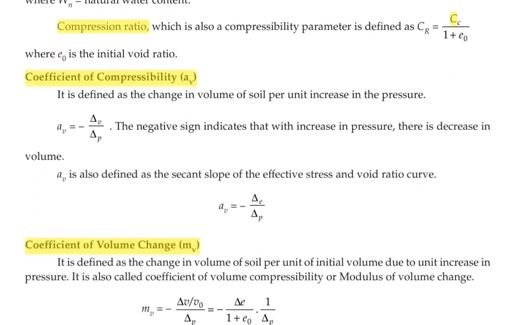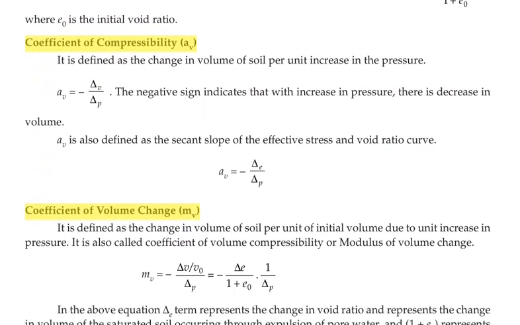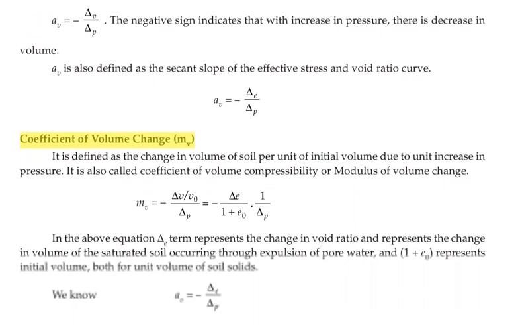Next we are going to see the coefficient of compressibility AV. It is the change in volume of soil per unit increase in the pressure, where AV is equal to minus del V divided by del P. The negative sign indicates that with increase in pressure there is a decrease in volume. Therefore the AV is also defined as the secant slope of the effective stress and void ratio curve. Therefore AV is equal to minus del E divided by del P.